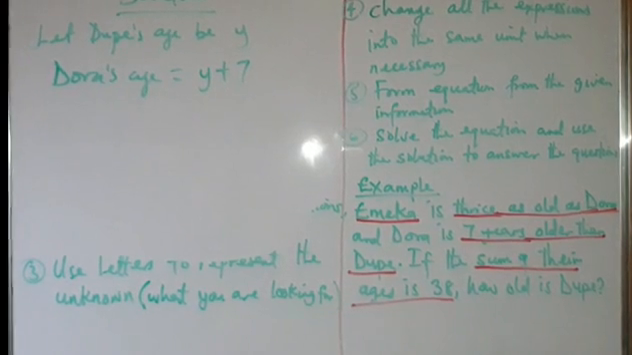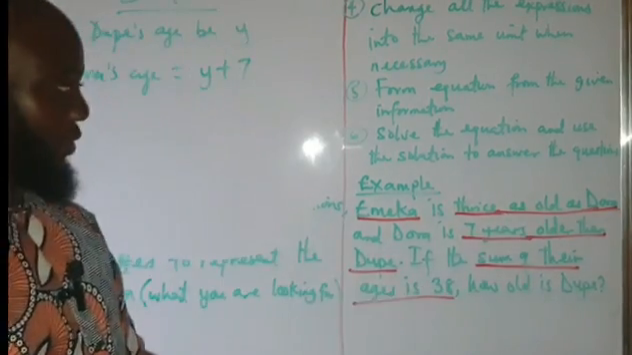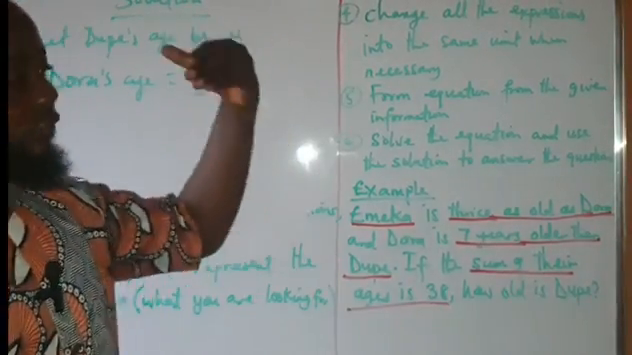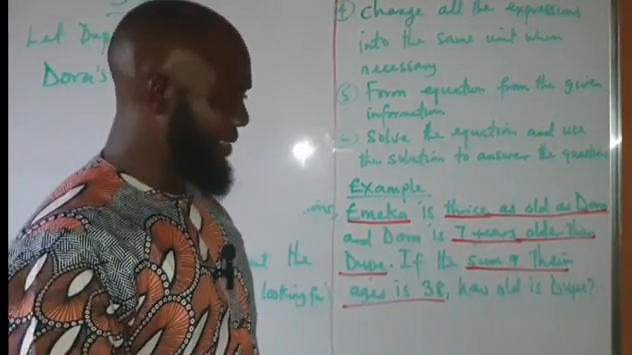Please take notes very well. Without the age of Dupe, you cannot know the age of Dora. Dora is 7 years older than Dupe. That is, the age of Dupe plus 7 will give us the age of Dora. This one is clear now.